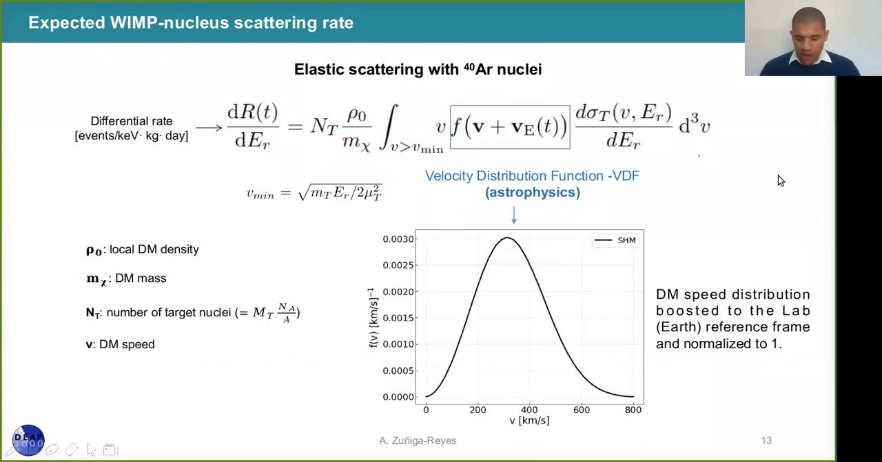Okay, until now I have talked about the particle physics. Now I want to show where the velocity distribution function enters, that is this expression here. I put here an example of the velocity distribution function boosted to the Earth reference frame. This is a distribution which is normalized to 1.